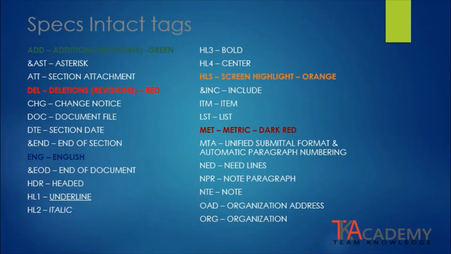Additions and deletions to the specification sections will be indicated in green and red respectively. The units of measurement may be done in English or Imperial or in the metric system, and these are shown as blue or dark red. A screen highlight is indicated by orange text.